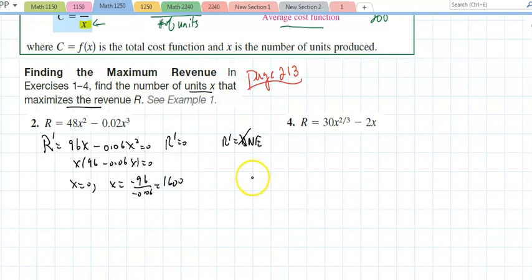Now, this is the deal. This blue part I could avoid. Let me show you. I could stop here. I really don't need the second derivative.